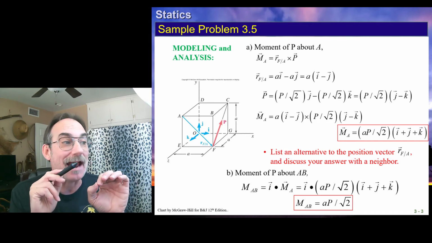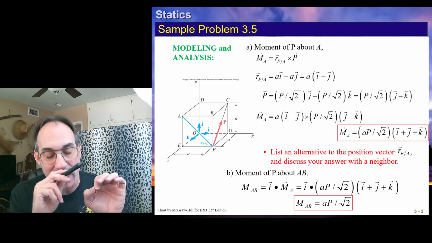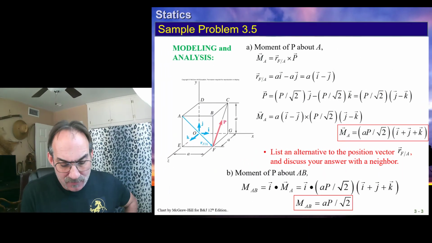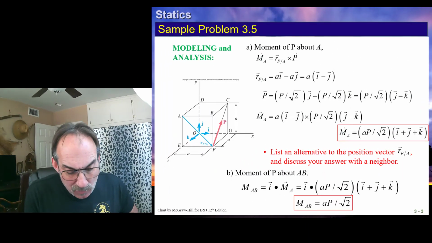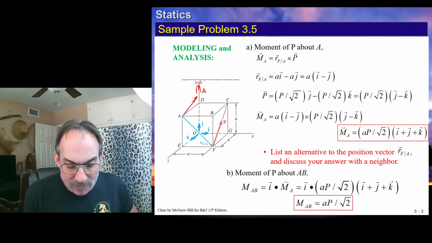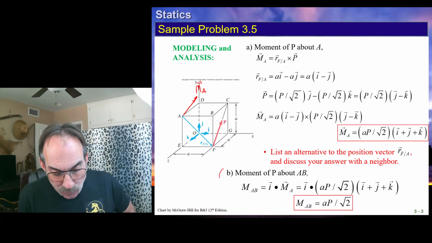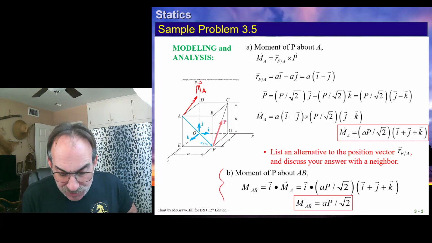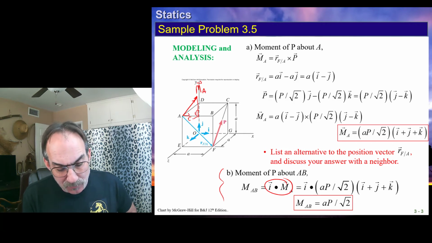Okay, now that we have solved for the moment of force P about AB, we used the moment of P about point A, right? This force P causes a moment about point A that looks something like this. This is the moment of P about A. That's what we used in part A, and that's what we used in part B. We then took the projection by taking the dot product with the unit vector I, and that gave us this projection of M_AB, this little component. That's what we just got.